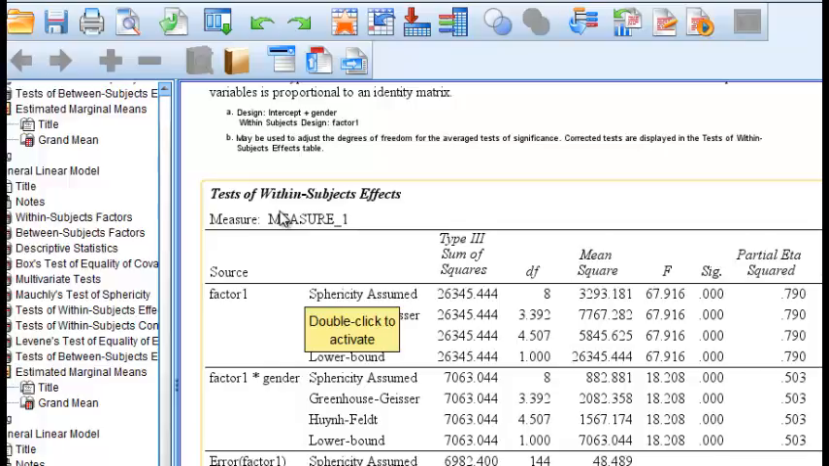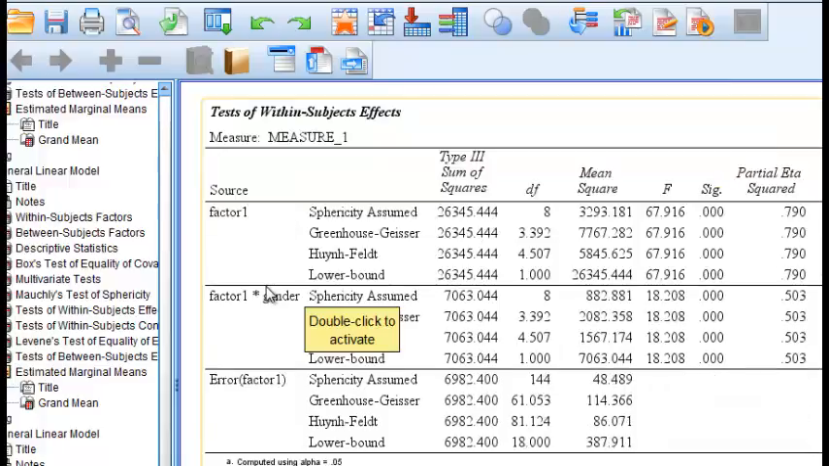Test of within subjects. So this is going to tell us if there was a significant difference between the beers and the wines and the waters. And yes, there was a significant difference between these.